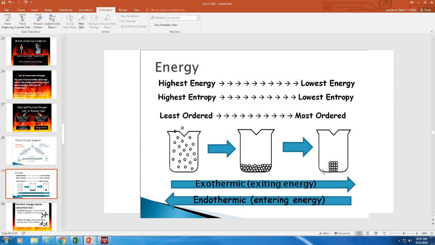This is clearly the most organized of the 3 states of matter, so it has the least entropy, and it is the most ordered or most organized of the 3. So if I'm moving from left to right, that is going to be an exothermic process because clearly energy is leaving the system as my particles slow down. If I were to move the opposite from my solid to liquid to gas, that would be endothermic. Energy would have to be entering the system to speed the particles up and move them further apart.